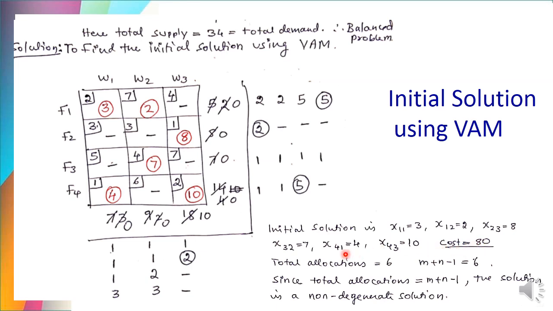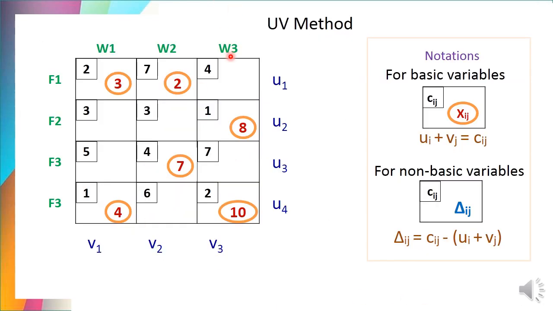What we need to observe here is how many allocations. The total allocations here it is 6, and m plus n minus 1, that is also 6. Since the total allocations are equal to m plus n minus 1, the solution is a non-degenerate solution. We can proceed to UV method to find the optimal solution. Now let us understand how the UV method works on this particular problem. We need to write the cost as shown here, as well as we are supposed to write the solution that we got.